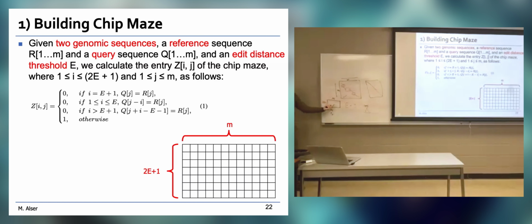The first one was the size of the matrix, much smaller, because 2E plus 1 should always be smaller than m. Why? Because the edit distance threshold, there is no way it could be equal to the length of the genomic sequence. Imagine we have the length of the sequence as 100, and then we have the edit distance threshold as 100. It means all the characters are different, so it doesn't make sense. So this should be much smaller than what we have in the length.